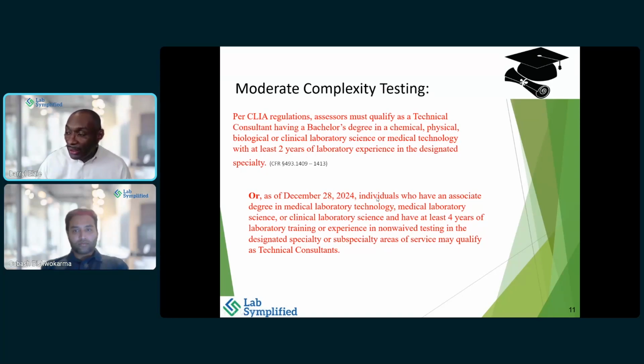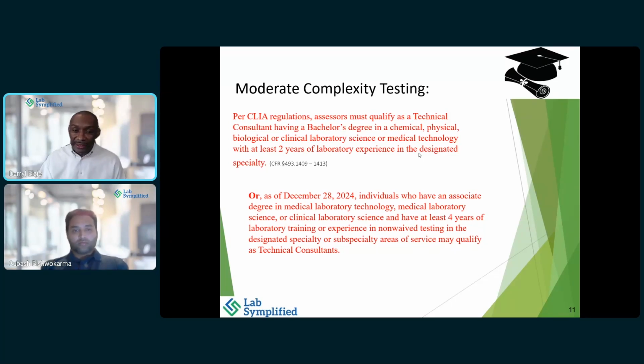This is a big deal here. Because before, one of the problems were MLTs. There used to be a lot of resentment there. MLTs were performing a test, but per federal regulations, they could not qualify to assess moderate complexity testing. You had to have a bachelor's degree, point blank. There was no ambiguity there. And then you need to check all the experience and training. Now with this change, you can have MLTs in charge of these programs.